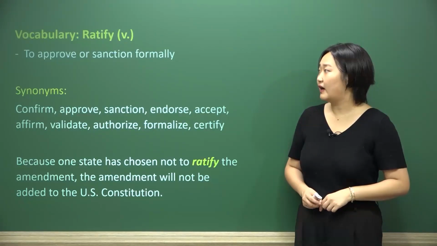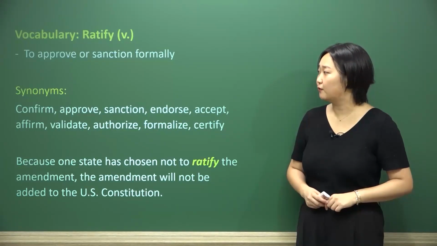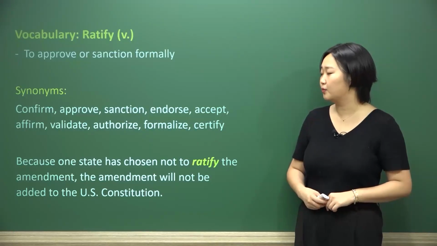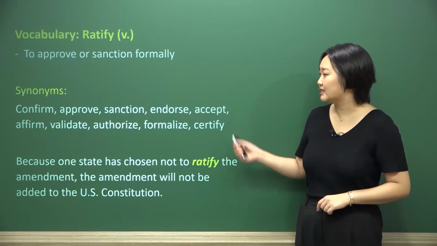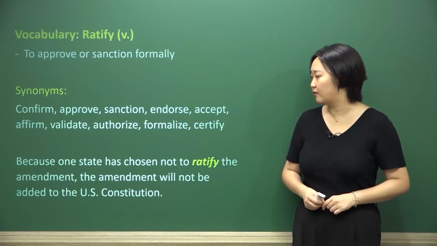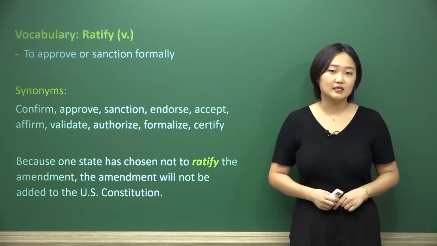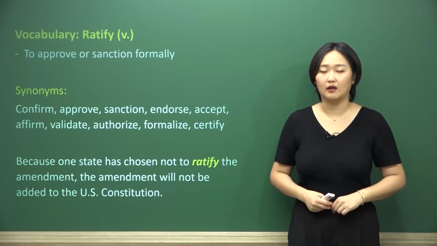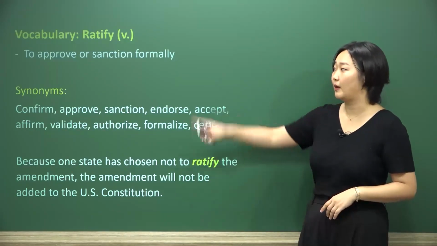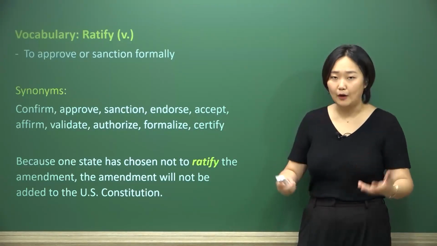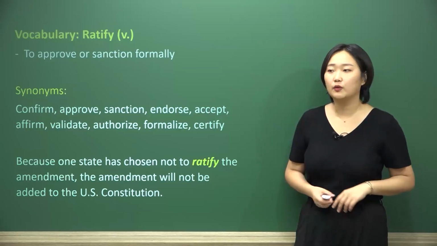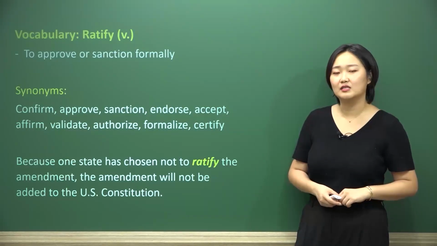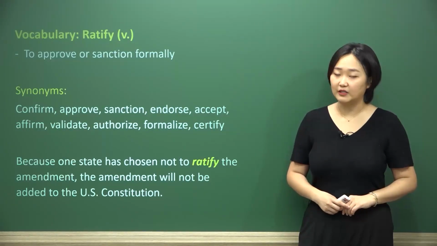Then we move on to ratify, and this is a verb meaning to approve or sanction formally. Synonyms here would be confirm, approve, sanction. We have endorse, accept, affirm, validate, authorize, formalize, and certify. So as we can see with the synonyms, we have two different things going on. We can tell that first off, it is talking about approving something, allowing something to occur. But secondly, when we're also looking at the word ratify, we can tell that this is probably a much more formal and much more professional word.